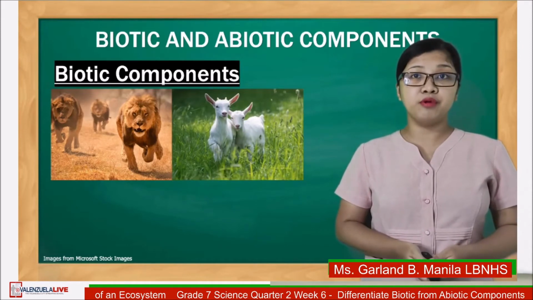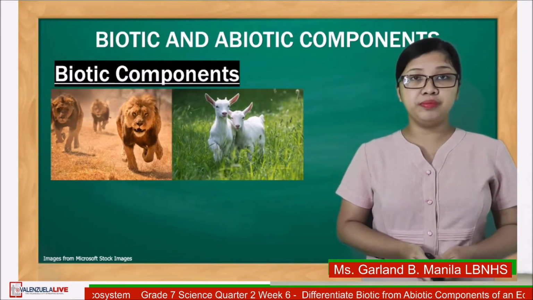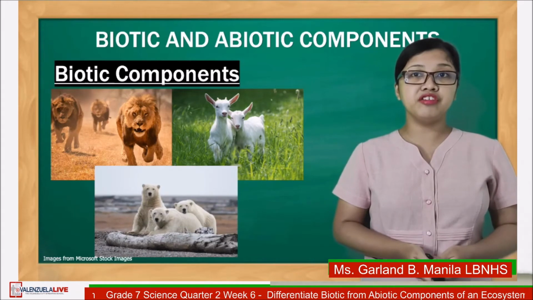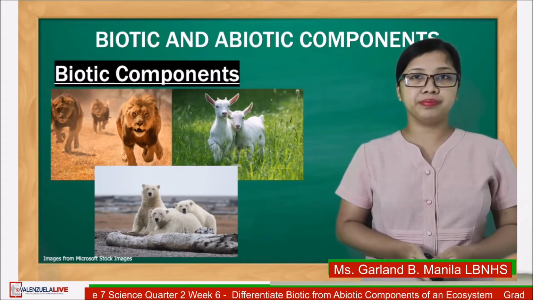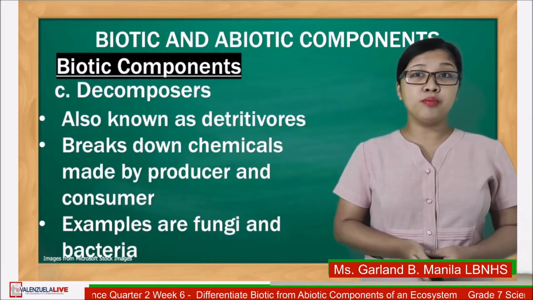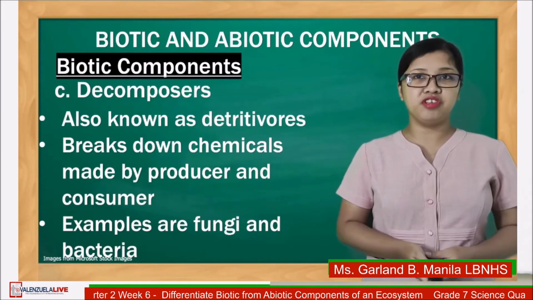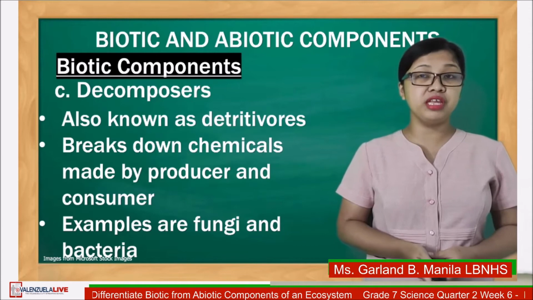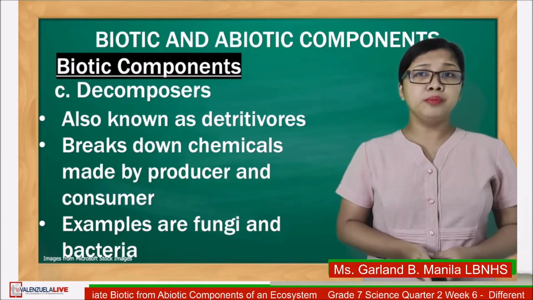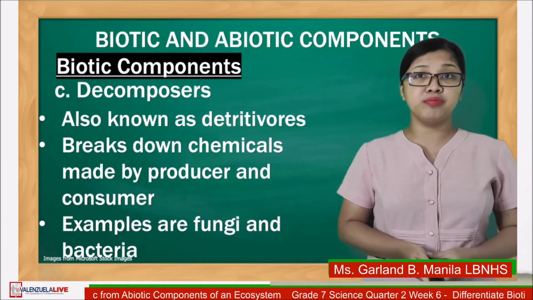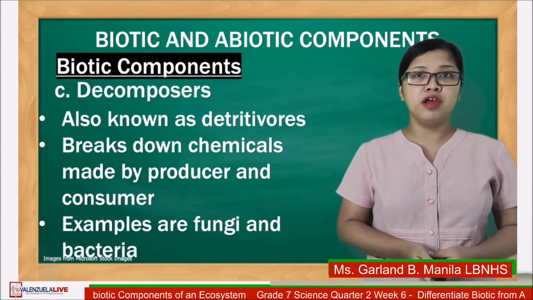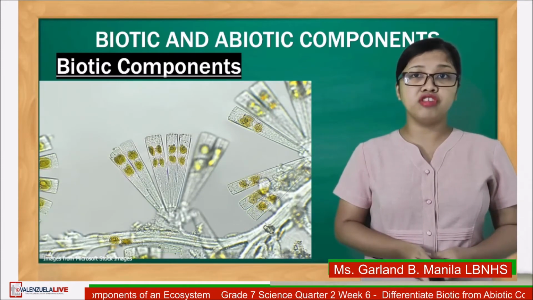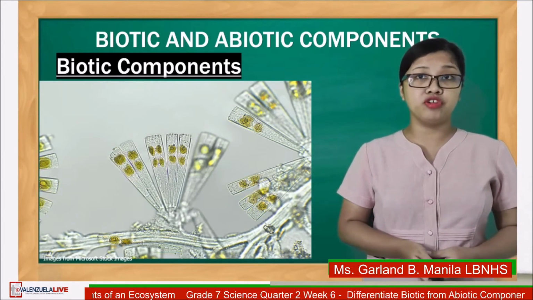Lions are an example of carnivores. Sheep are herbivores. Bears are omnivores. Third are the decomposers or detritivores, which break down chemicals made by producers and consumers into simpler molecules. The products made by decomposers may be used by producers. Fungi, earthworms, and some bacteria are called decomposers.